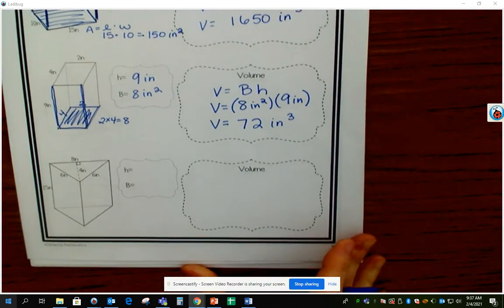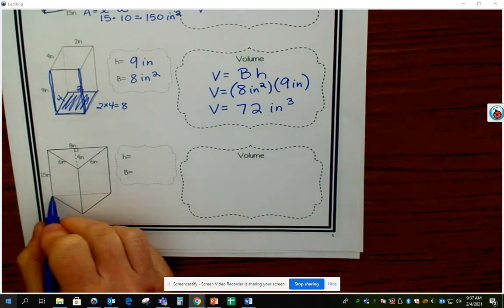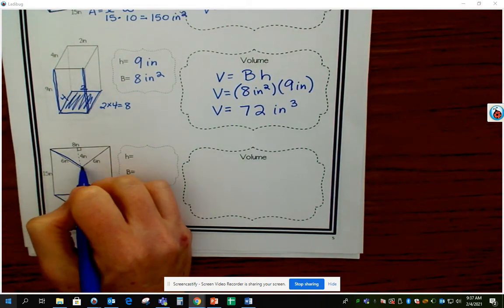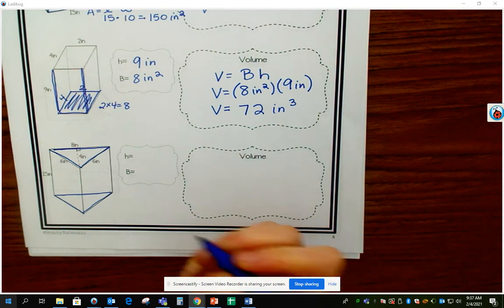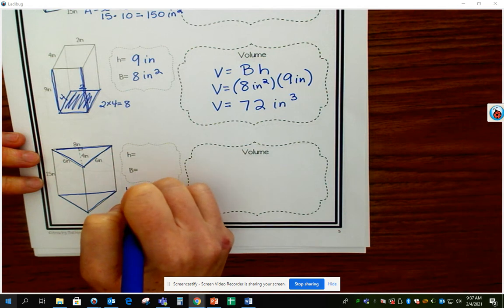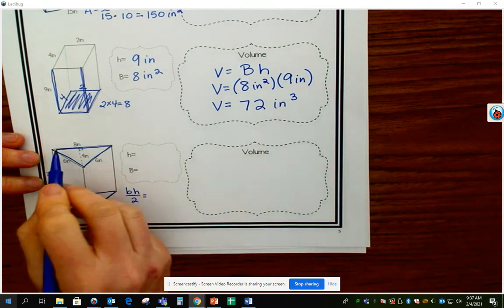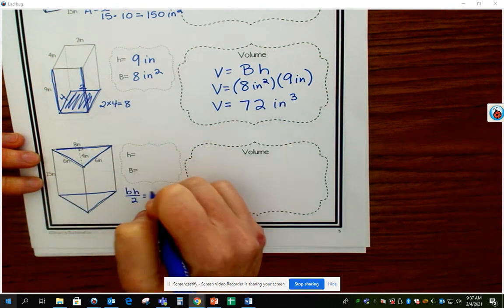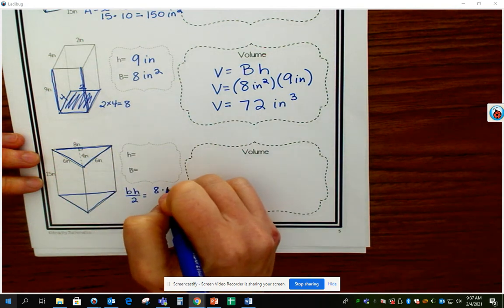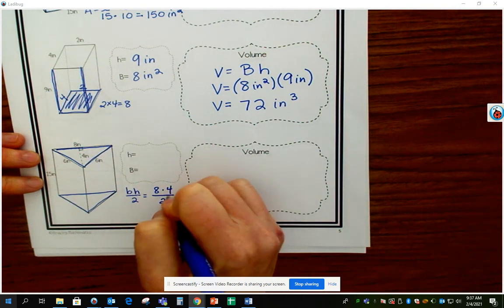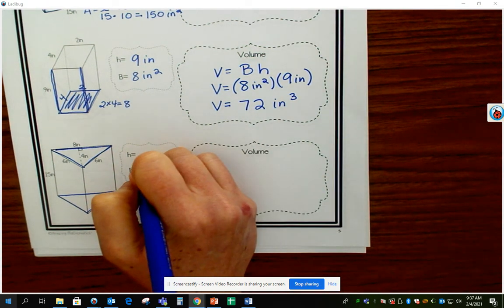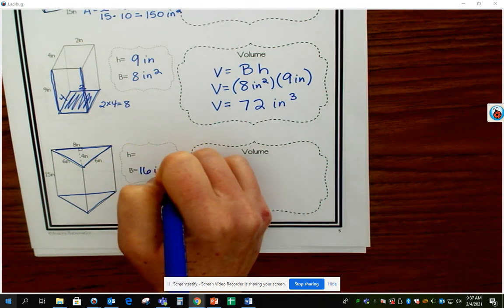Alright. Now here we have a triangular base. So either one of these triangles can be used. This one or this one. Remember, the formula for the area of a triangle is base times height divided by 2. So the base of my triangle is 8. The height, perpendicular here, is 4. And divide that by 2. 8 times 4 divided by 2 is 16. So the area of my base is 16 inches squared.